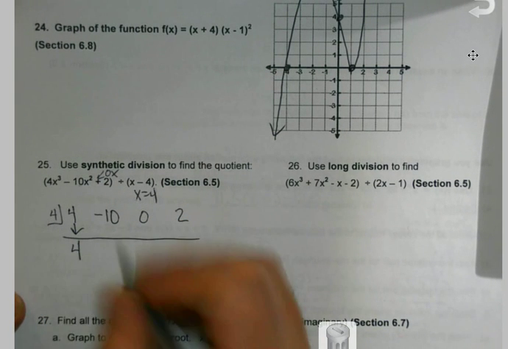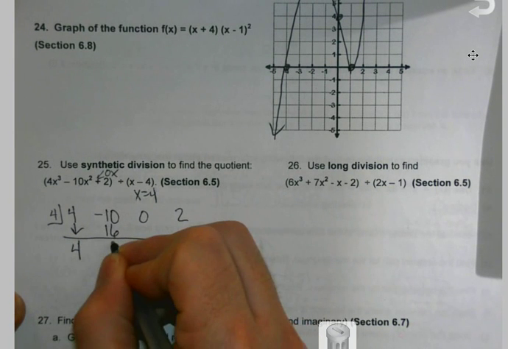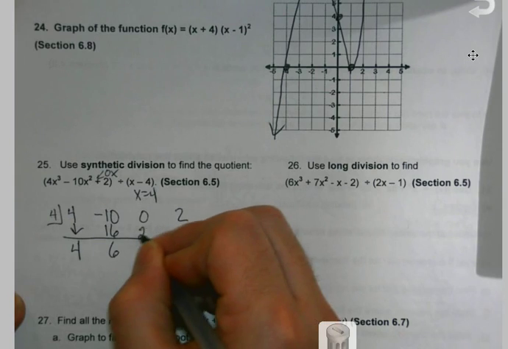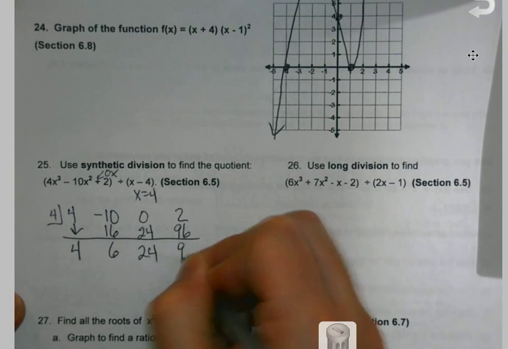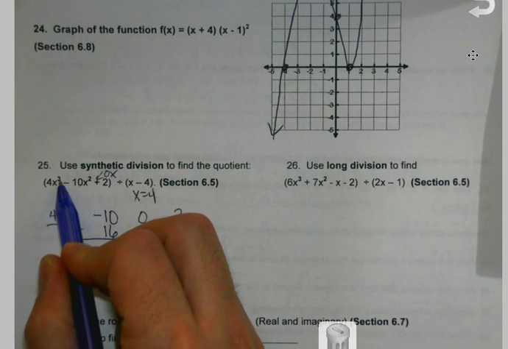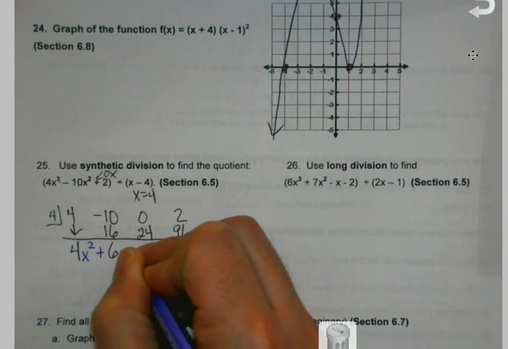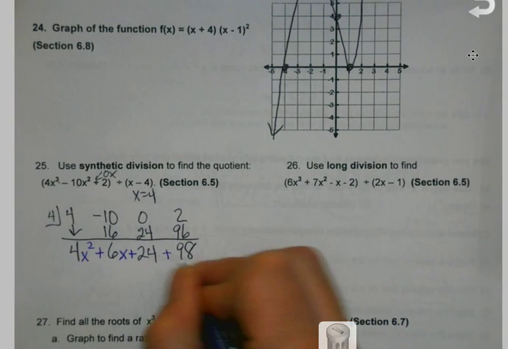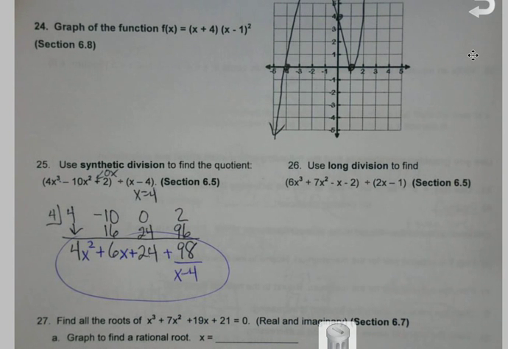So 4 times 4 is 16, and 6 times 4 is 24. Ooh, this is going to be a big number. 96 is 98. And again, it doesn't say anything about a factor, that my remainder isn't 0. That's okay. For my degree, start 1 below it. And if I do have a remainder, I'm going to divide through by that x minus 4.